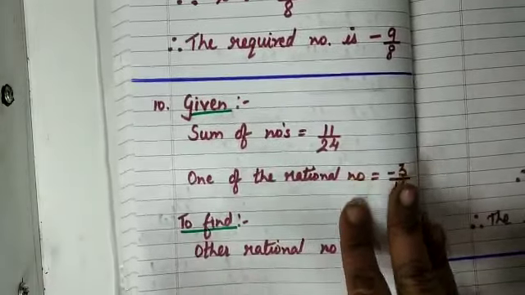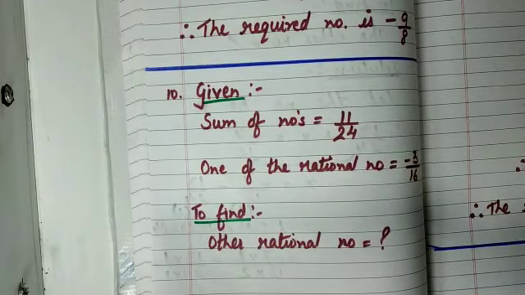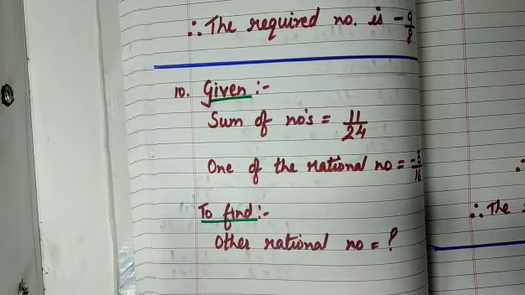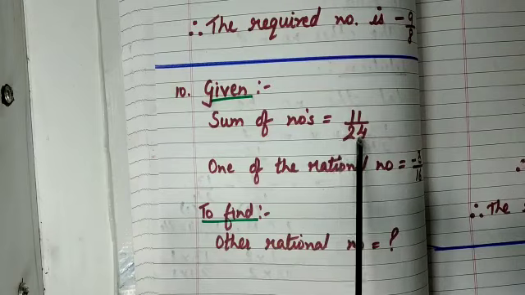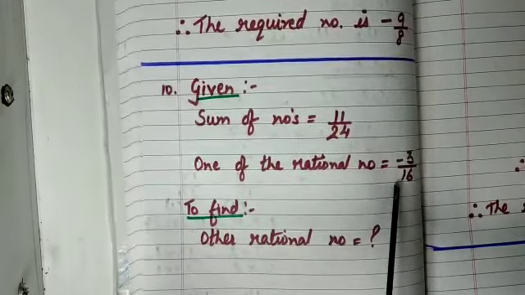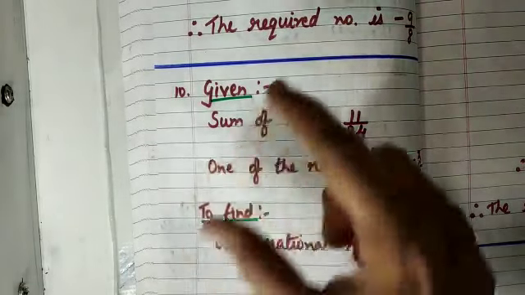Let's move to the next question, question number 10. I'll read out the question. What should be added to minus 3 upon 16 to get 11 upon 24? That is, sum of numbers is given to you as 11 upon 24, and out of that one number is minus 3 upon 16. We follow the same pattern: given, to find, and then the solution.